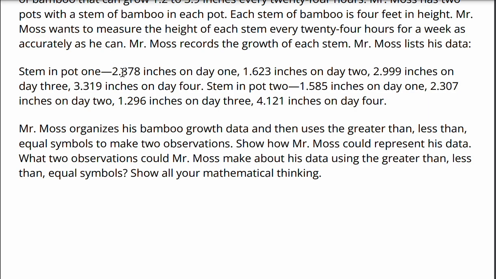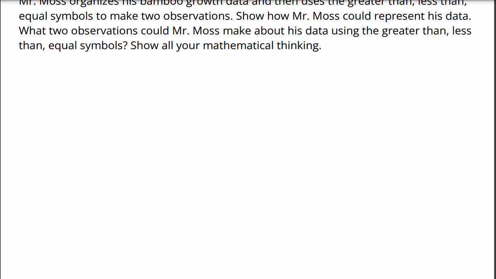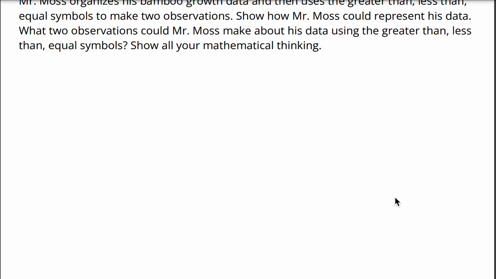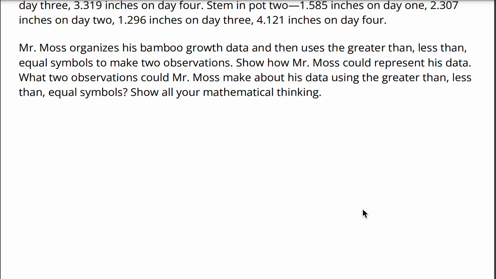So on day 1, it grew this many inches. We're not adding that to 4. We're not subtracting between other days. We're just tracking the data in which it grew. Day 1, day 2, day 3, and day 4. That was all on the pot 1 bamboo. And then I'm coming over here for the second pot. I see a day 1, 2, 3, and 4. So then I'm going to put those numbers down in my chart for my second pot.